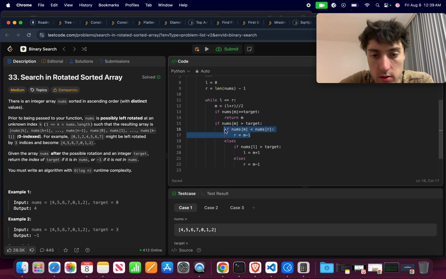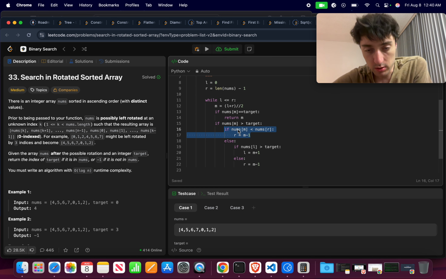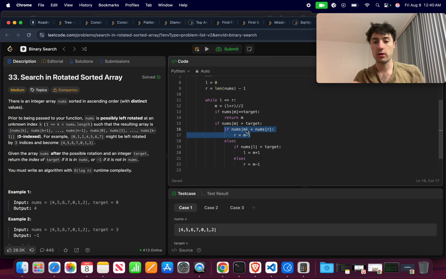No. I think I'm still messing something up. So this one indicates my mid... No, I think I was wrong. Hold on. So my mid is smaller than my ending, which means that the pivot occurs in the first part. Yes. Then I do the else statement, which means that that's not the case. So now I know that the pivot occurs here in the second half.